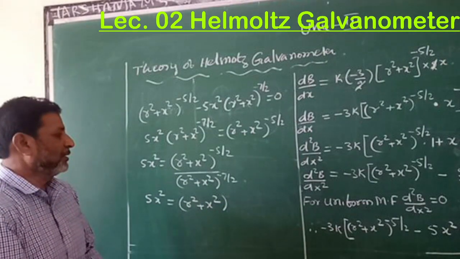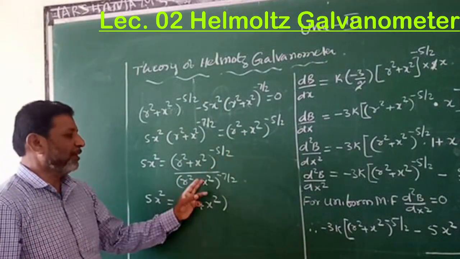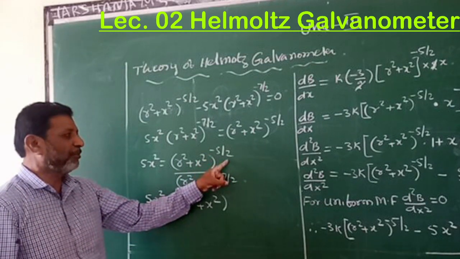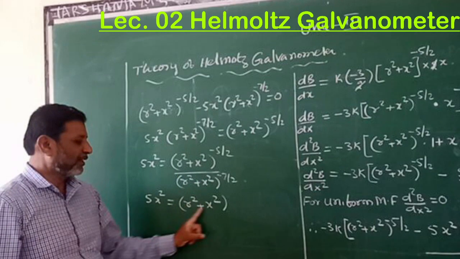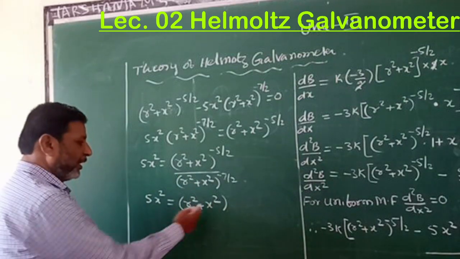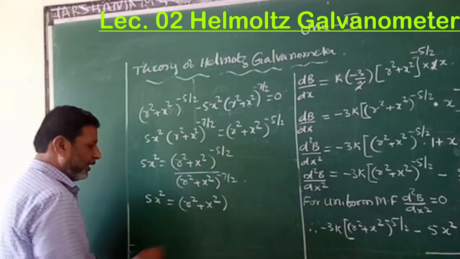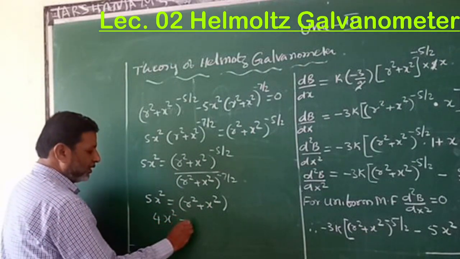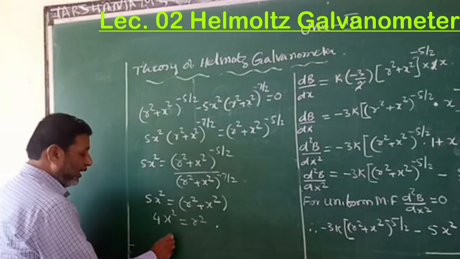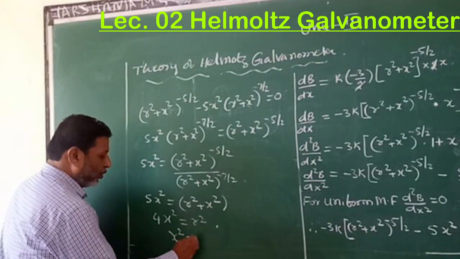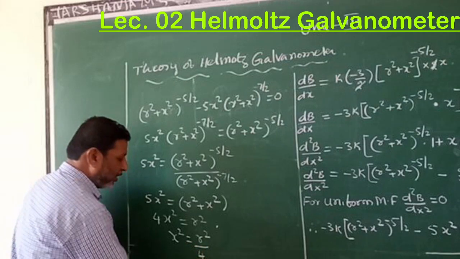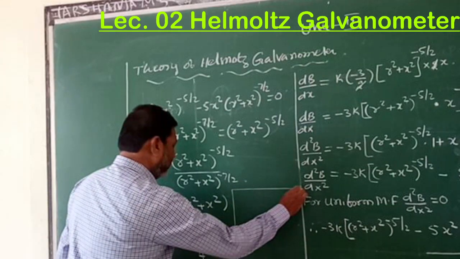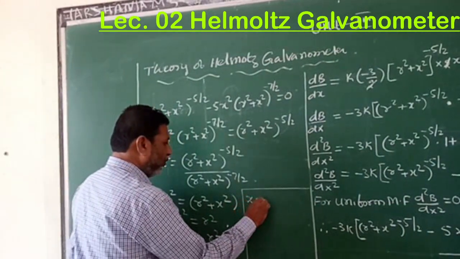Are you following? When you take the base to the numerator, the base is the same, the power will be added, so this will become a plus. Plus 7 by 2 minus 5 by 2 means 2 by 2, that is 1. Then it is equal to this. Now take this x square to the left side, and you directly get 4x square is equal to r square, then x square is equal to r square divided by 4.